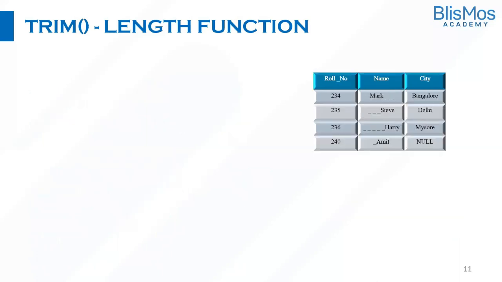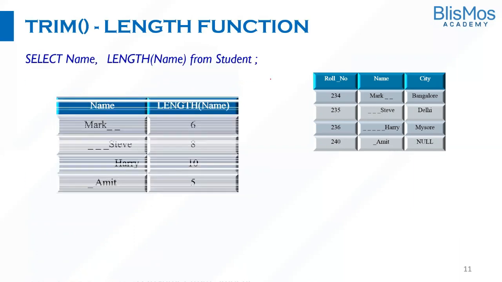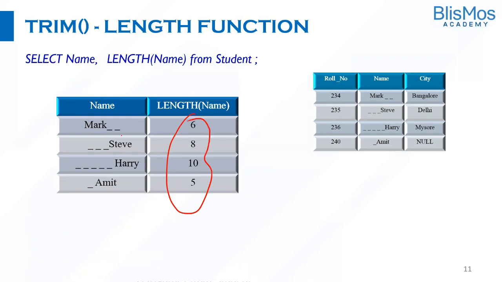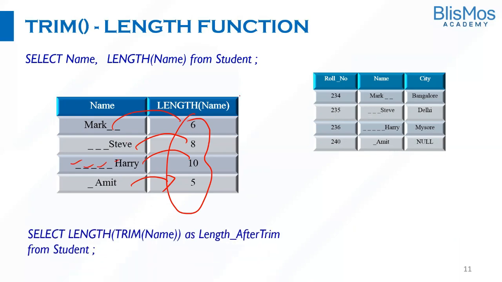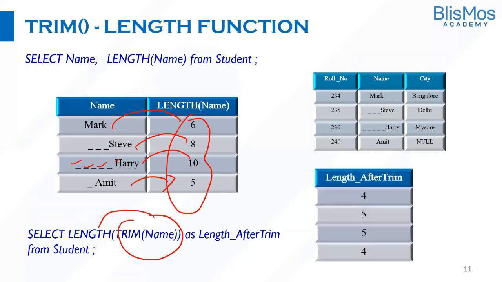You can also use the length and trim functions together in a table. For example, here I am saying select name, length(name) from student. It will give me this: Mark is 6, Steve is 8, Harry is 10, Amit is 5. That is including the spaces. But if you take the length of this column after the trim, it will give me the length of the characters without spaces. It will give me 4, 5, 5, 4.